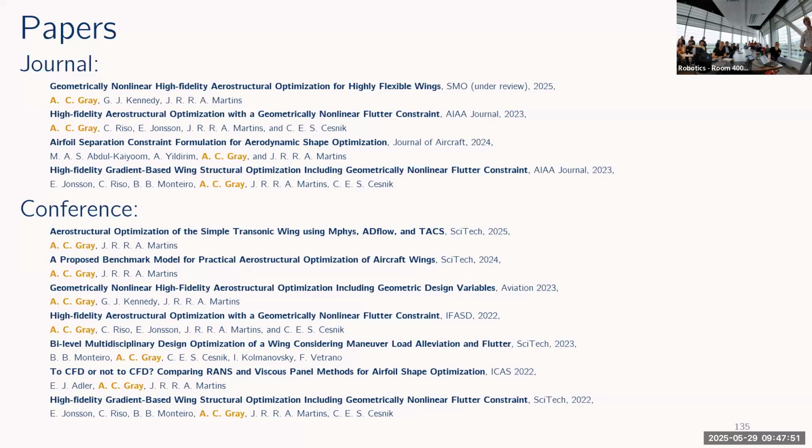For the committee, here are the papers that I've written or helped write during this PhD, some of which are related to this work, some of which aren't.